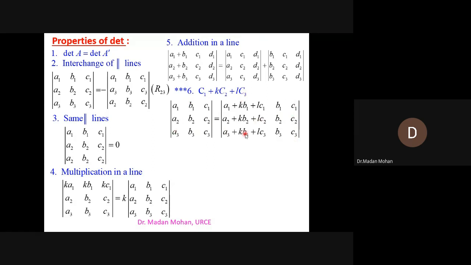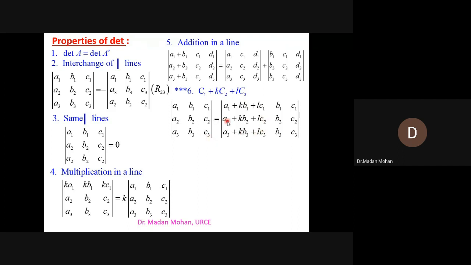Now the second determinant: KB1, KB2, KB3, B1, B2, B3, C1, C2, C3. In the second determinant, take K common. Then B1, B2, B3 and B1, B2, B3 remain the same, hence it is 0. The second determinant contributes 0. Similarly, the third determinant contributes 0 after taking L common. So after writing the right side as a sum of three determinants, the first one is the left side only, the second one is K into 0, the third one L into 0.